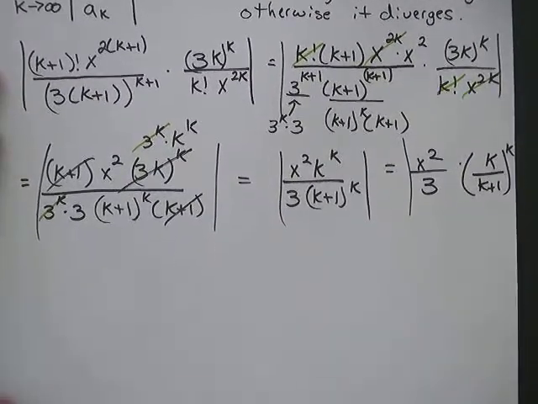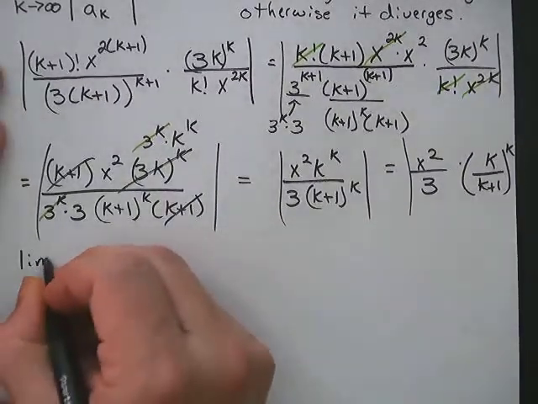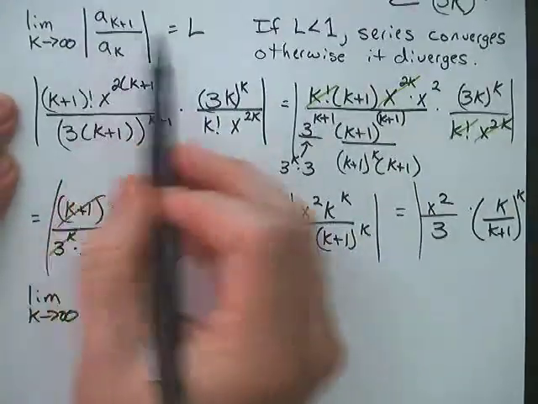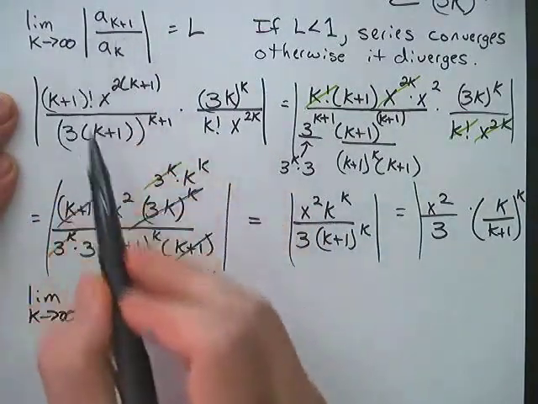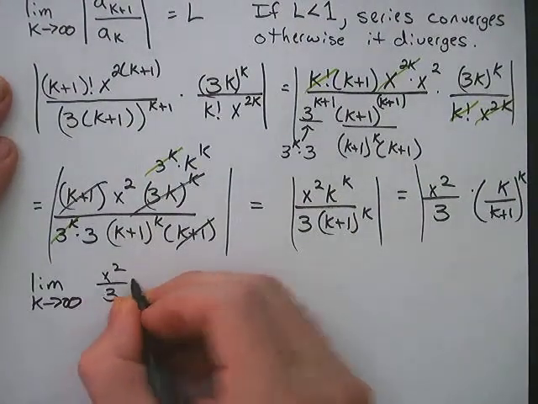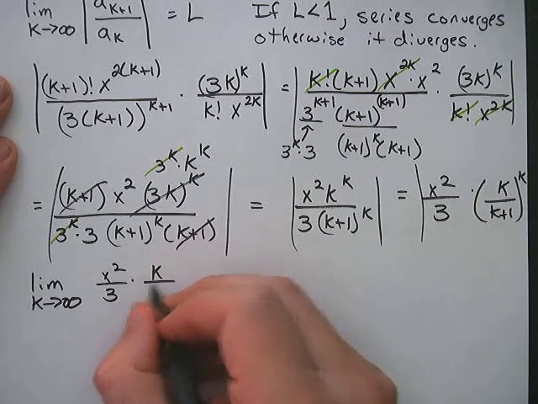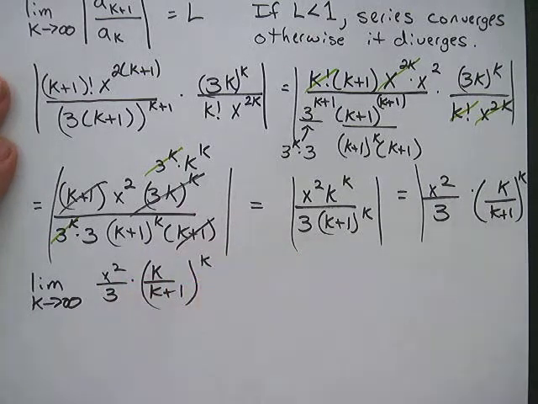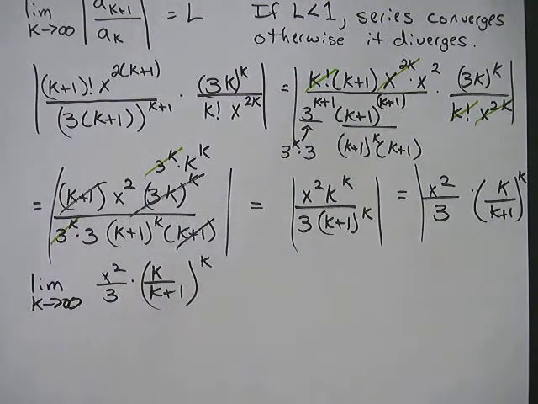So now I'm going to go ahead and try to take the limit. So the limit as k approaches infinity, which is what we've been doing the whole time. We're back to this, but we've simplified the inside. So now I'm going to write the limit of x squared over 3 times k over k plus 1 to the k power. Okay, so this one is still rather complicated because we have a k in the exponent.